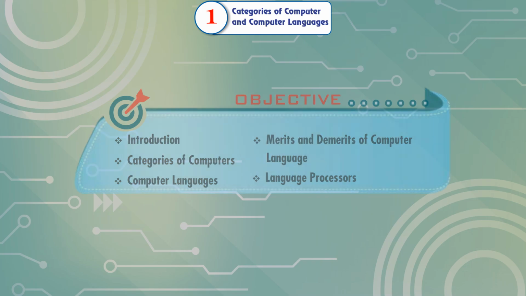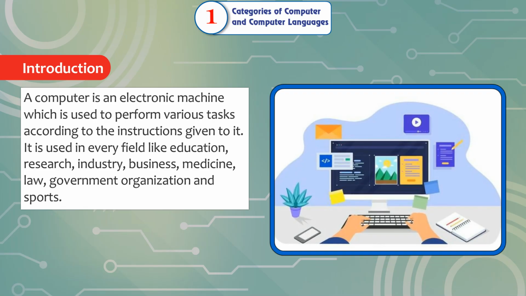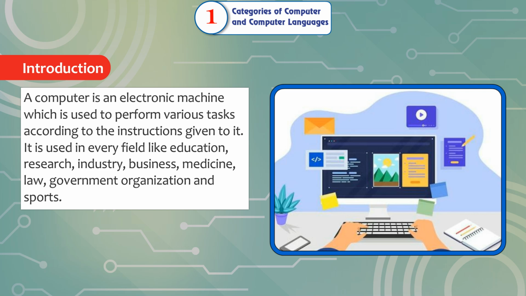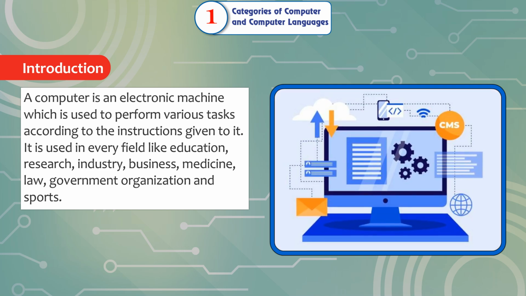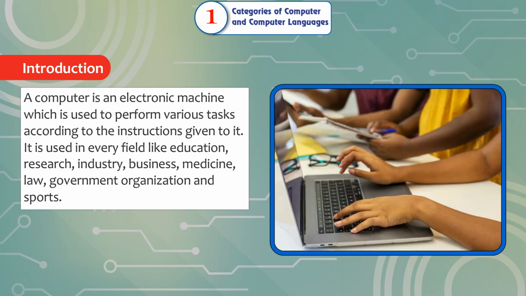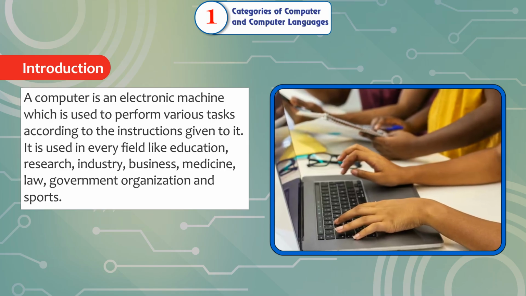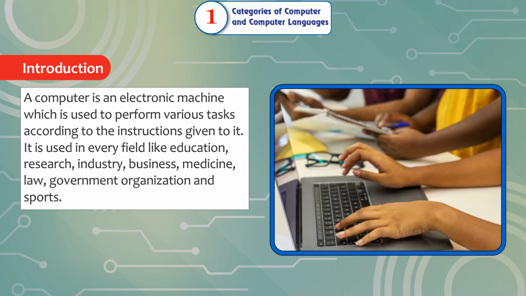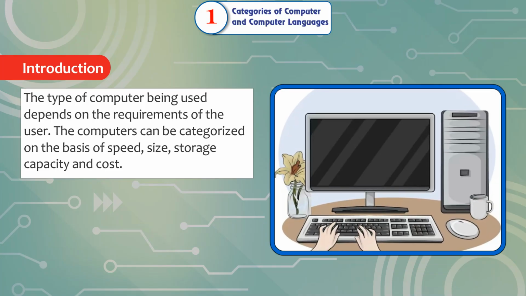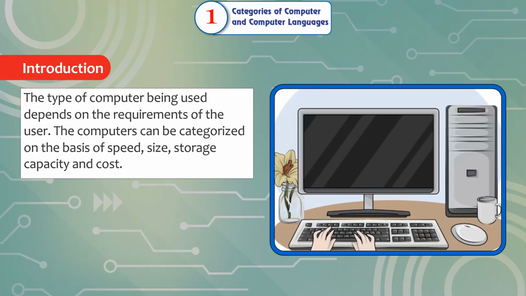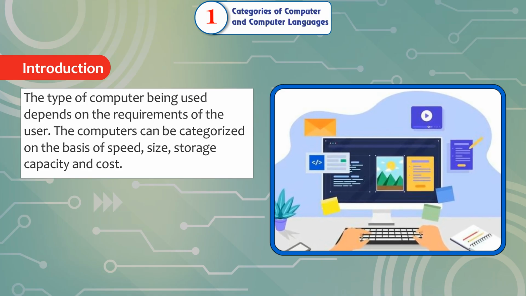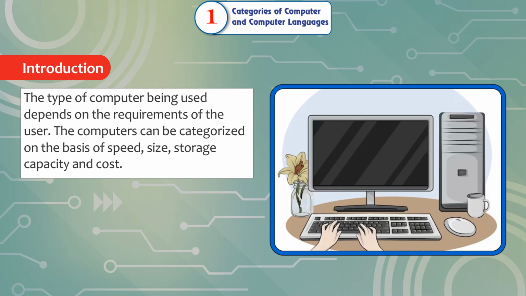Language processors. Introduction. A computer is an electronic machine which is used to perform various tasks according to the instructions given to it. It is used in every field like education, research, industry, business, medicine, law, government organization, and sports. The type of computer being used depends on the requirements of the user. The computers can be categorized on the basis of speed, size, storage capacity, and cost.